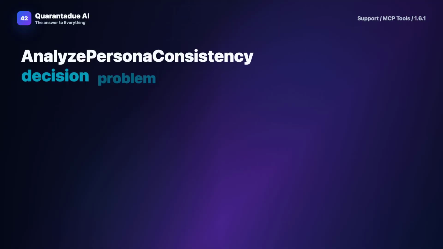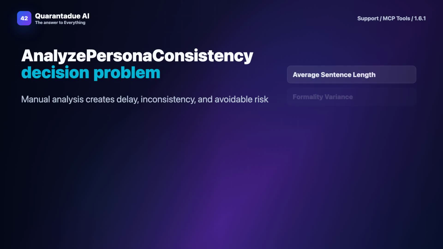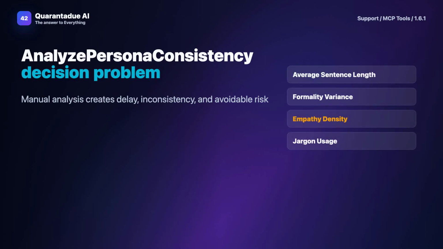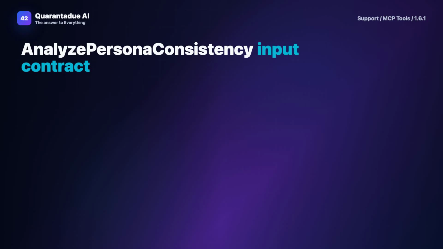Analyze persona consistency narrows that process into a repeatable model so teams can compare cases without rebuilding the logic each time. Analyze persona consistency starts with a defined input contract. Typical inputs include average sentence length, formality variance, empathy density, jargon usage, and tone consistency rating. Keeping these fields explicit reduces ambiguity and makes every run easier to audit.